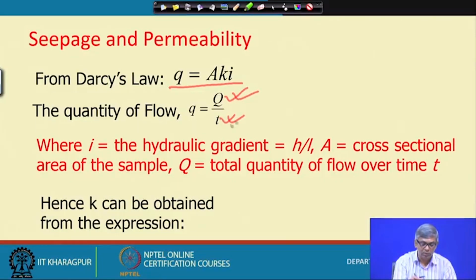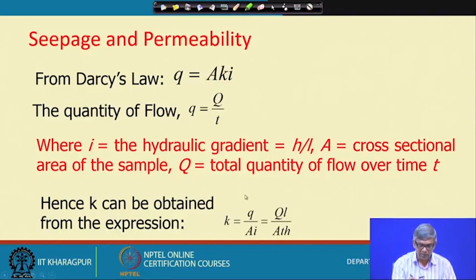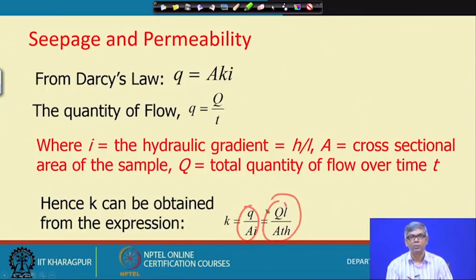So, this Q becomes Q by T, and if I equate these two, I will get k equal to Q by A i, and i equal to h by L. So, k = Q L / (A t h), this is the formula. That means, during the test, I have to measure the quantity of flow and the time. The sample height is the head over which flow is taking place, then the length through which the flow is taking place, and the cross-section area.